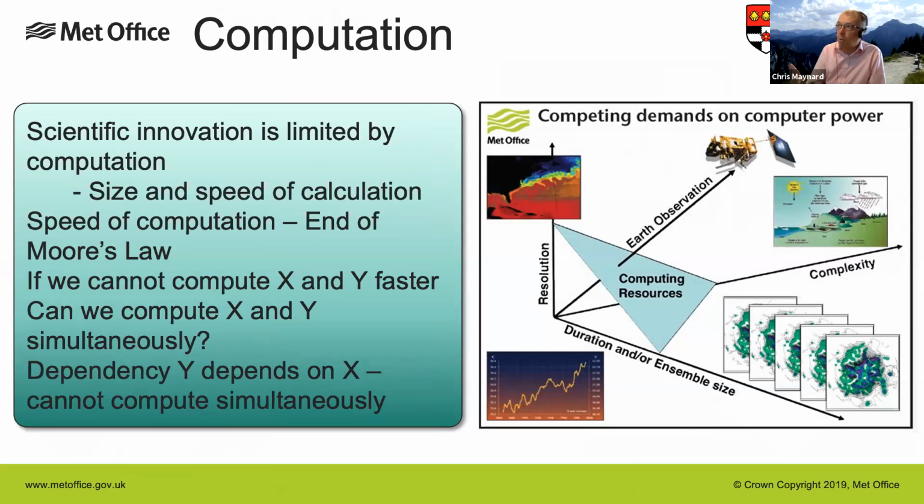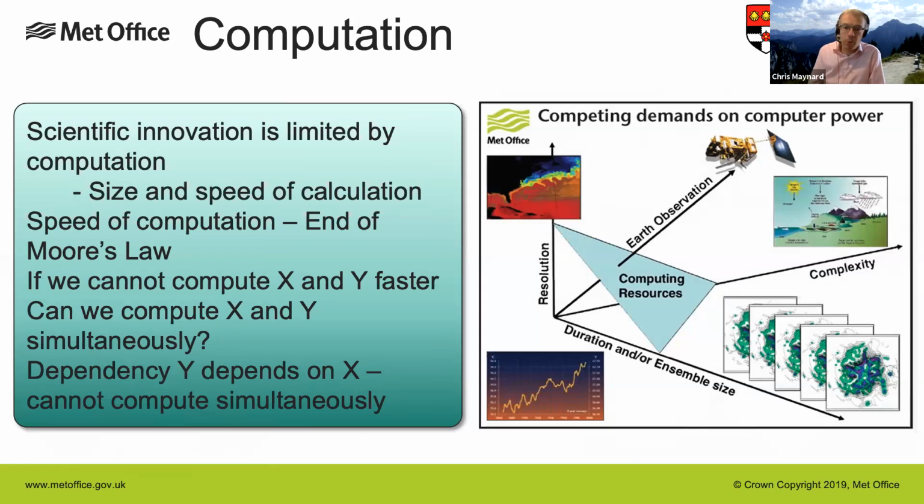And there are a number of things we might want to try and do. We might want to try and increase the resolution for greater accuracy. We might want to increase the processing of the number of observations that we include. That would again increase the accuracy. We might want to put more things into the model, increase the complexity.